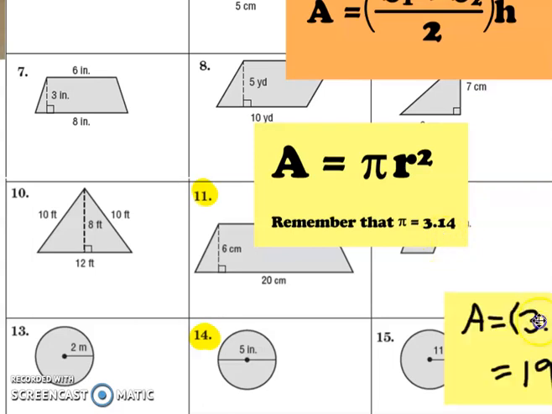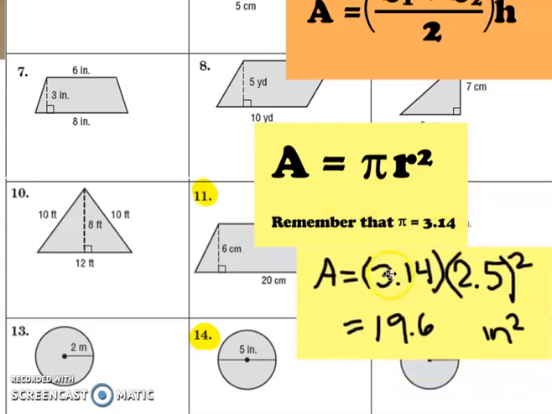Okay, so let's go ahead and do this problem. We're going to take 3.14 for pi and 2.5 for the radius, because that's half, and we're going to square it. Again, the diameter equals 5. We need radius for this formula, so we have to divide it by 2. When I multiply these out, I would first do this part on my calculator, 2.5, square it, and press equal. Then times it by 3.14, because I trust myself better for order of operations than I do my calculator.